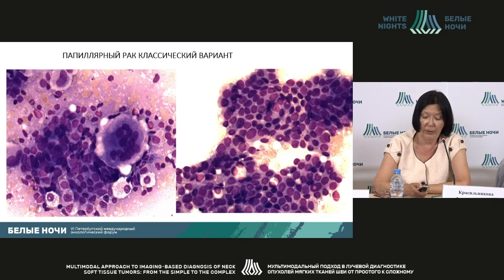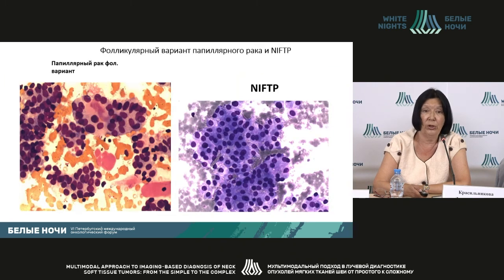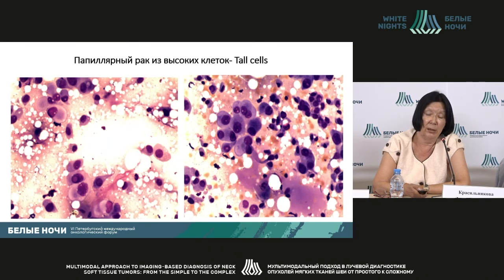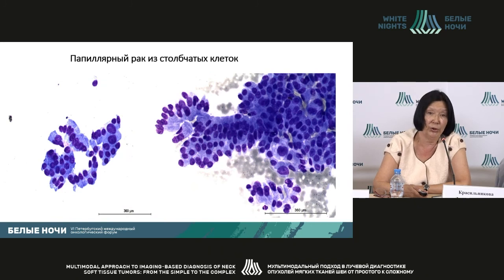That's the most frequent, papillary cancer, classical. Cytology-wise, it has massive papillary structures and layers with cells with intranuclear inclusions. Next is the follicular variant of papillary cancer, follicles filled with colloid. To the right, there's non-invasive follicular tumor. Next, you see papillary cancer consisting of oncocytes. Big ones, however, they form follicular cancer structures. That's of interest. It's malignant, it's aggressive papillary cancer made of tall cells. That's papillary cancer made of columnar cells.